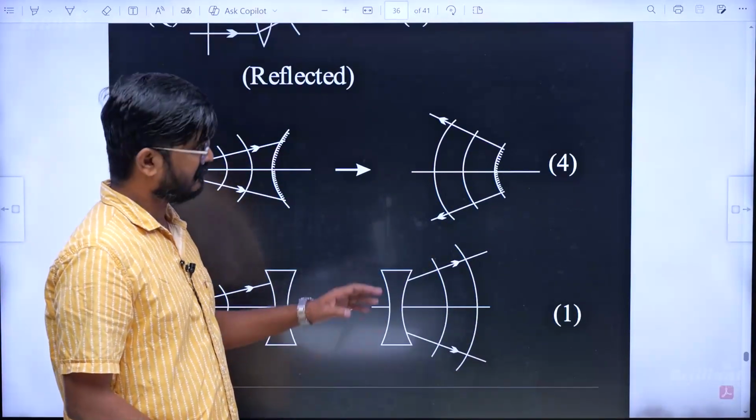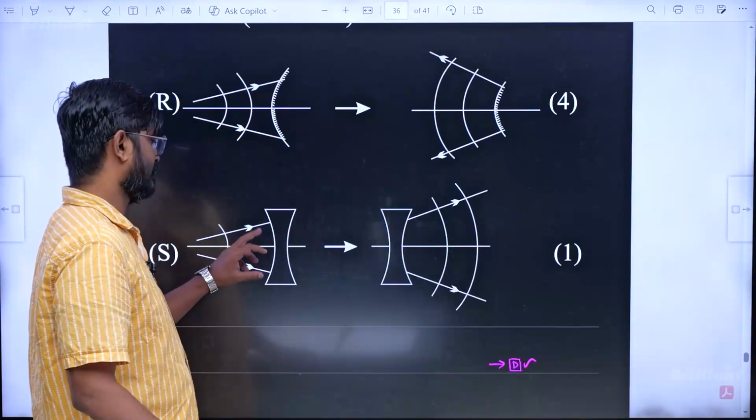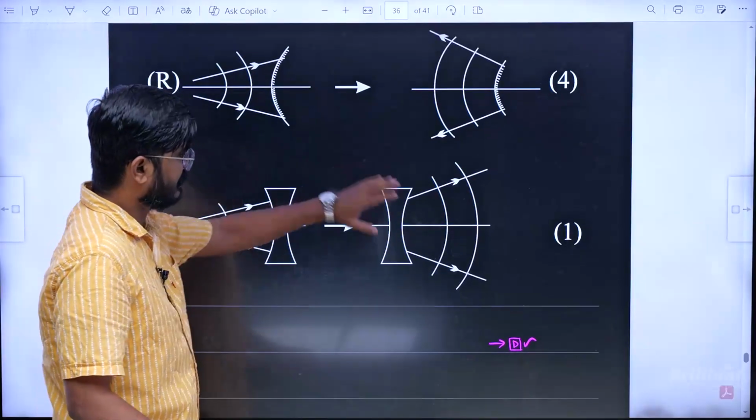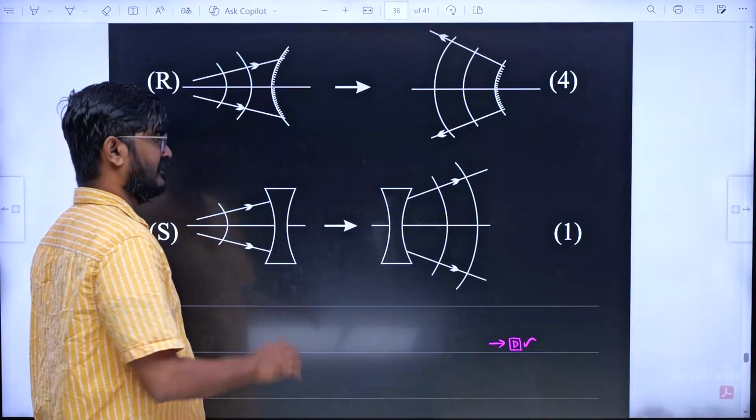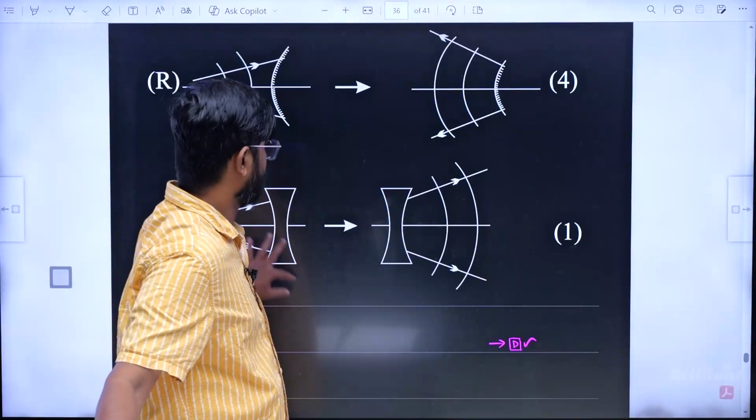See, if it is a mirror, then the wavefront has to be this side. Now again in this case, diverging rays will be even more diverging, but they will be going that side. So the wavefront is going to be that side of P, which is going to give you option 1.